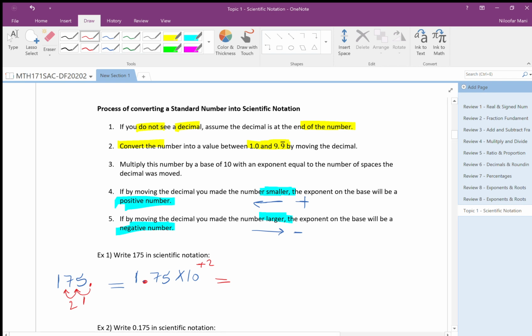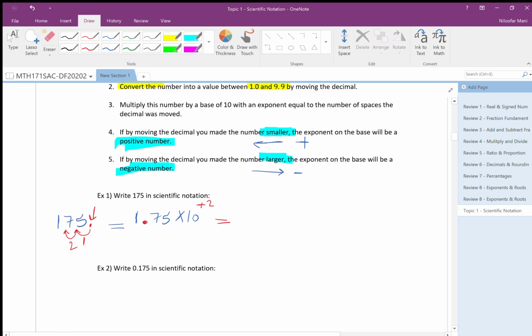If you don't see a decimal, you put a decimal here. If you see a decimal, don't touch it. Maybe you can say, I put 10 power 0 beside, because 10 power 0 is just 1, so you can put it there. Then you say, I changed my number from 1 point something to 9 point something. If you make it a smaller number than before, the power must be positive. If you make it larger, the power must be negative.